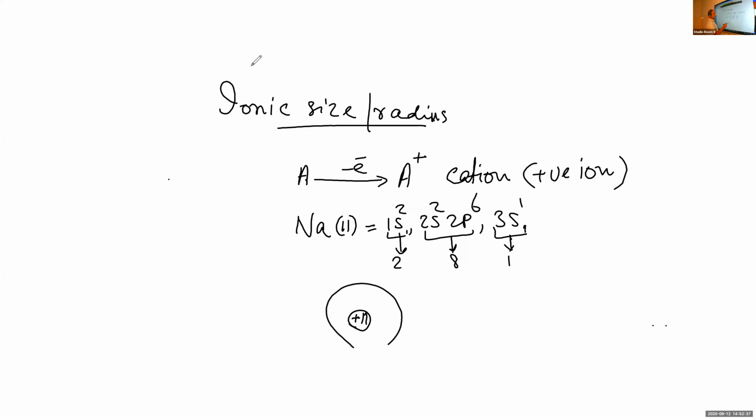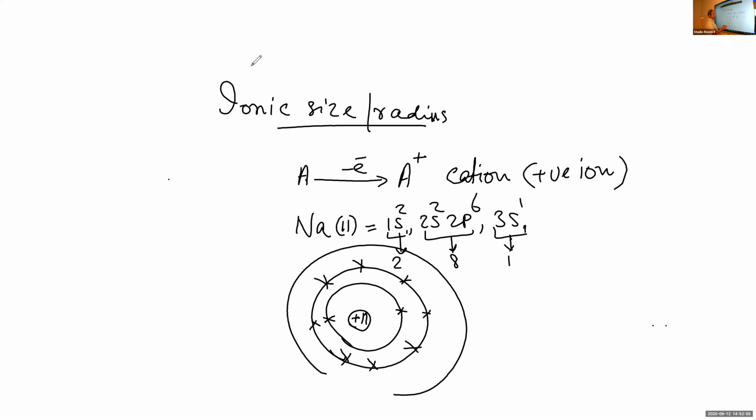Now, you come to the K shell. In the K shell, there are 2 electrons. In the L shell, there are 8 electrons. And this you have studied in the 10th standard, the shell-wise arrangement of electrons. Now, you come to the M shell. This is K shell. This is L shell. In the M shell, there is 1 electron. This is our sodium atom, shell-wise arrangement.